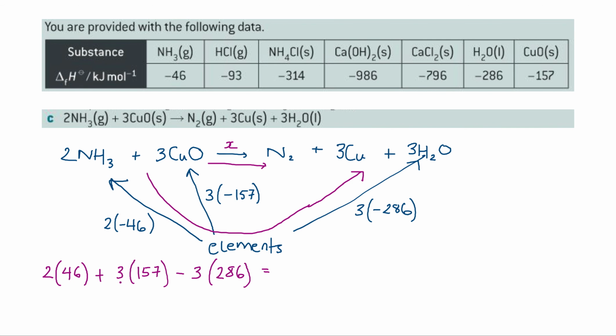If I plug this in exactly how it is into my calculator, I get a value of -295 kilojoules per mole for this route. And according to Hess's law, this route also equals this route here. So my enthalpy change of reaction for this reaction here is -295 kilojoules per mole. And it's an exothermic reaction because it's negative.